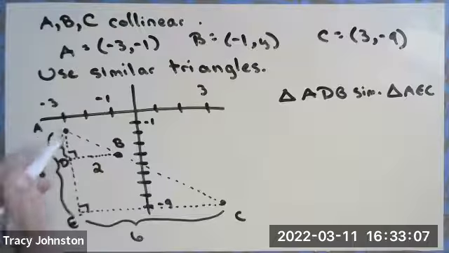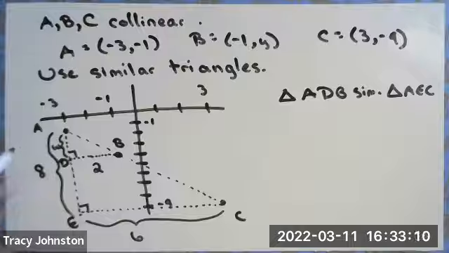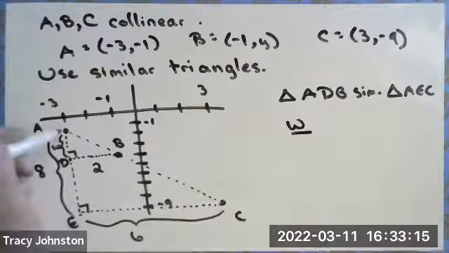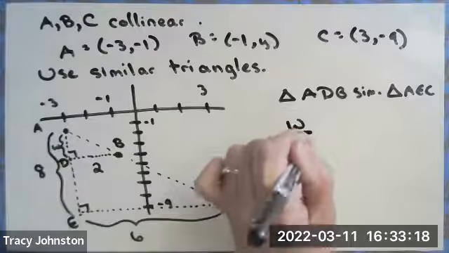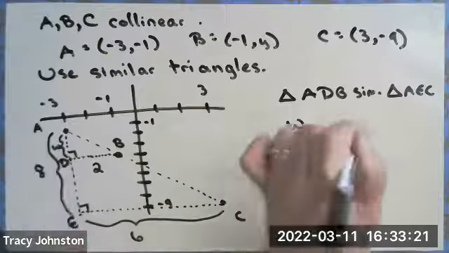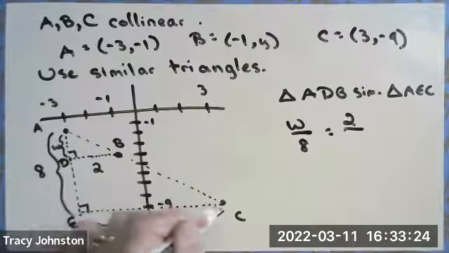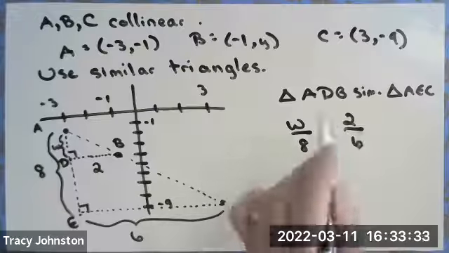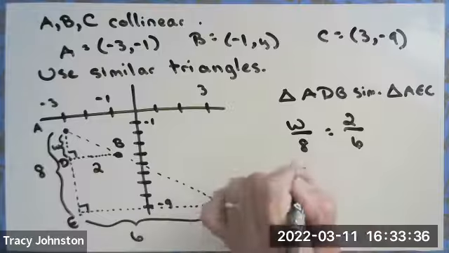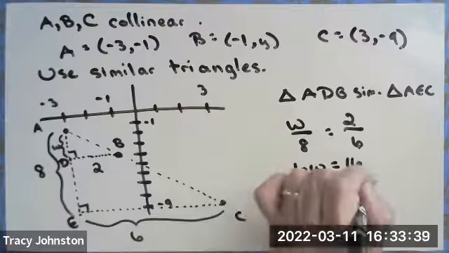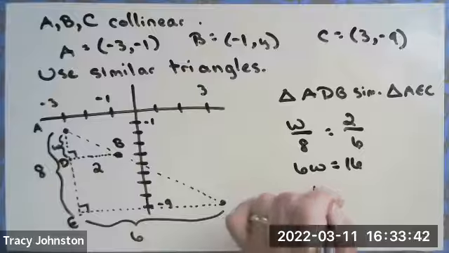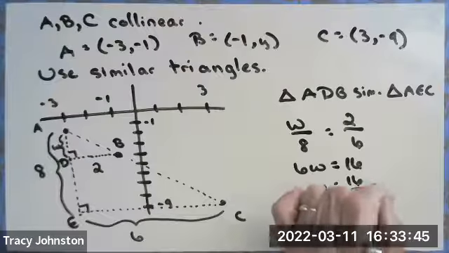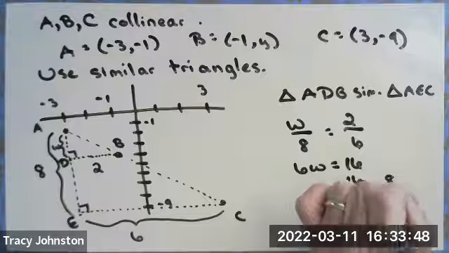Since they're similar triangles, we know that their corresponding sides are in proportion to each other. So this side, W, is in proportion to this side, 8, as this side, 2, is in proportion to this side, 6. Algebraically, I will follow what most people like to do, which is to cross multiply. It's a little bit more work, but I think it makes more intuitive sense to people. And we solve this for W, which is 16 over 6, and that simplifies to 8/3.